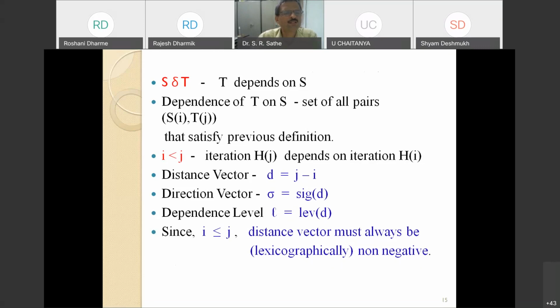Suppose the distance vector is 5. We are assuming only one nest, only one loop, so the distance vector is 5 and the direction vector will be 1, because the sign of 5 is 1. The level of dependence is the level at which the index variable the dependence exists. That is called the dependence level.